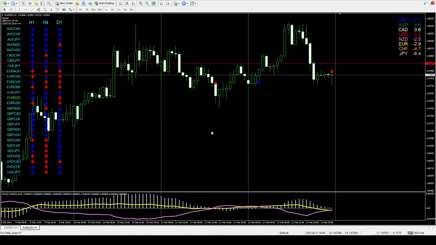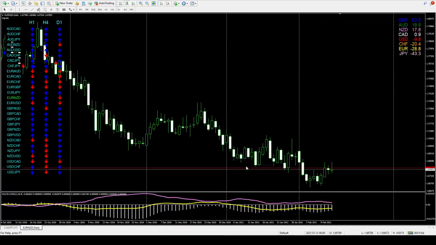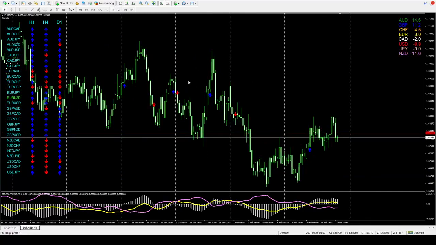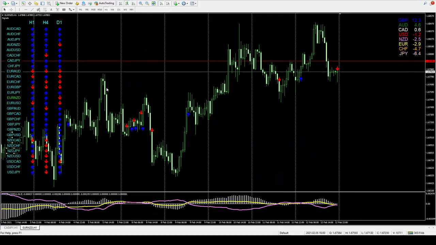On EURNZD, let's check EURNZD. EURNZD actually is a sell since October, and it's a really long sell. Even though H4 is buy, we can enter a trade because the D1 time frame is a sell, and H1 same as H1, because the 3 time frames again should have the same signal.